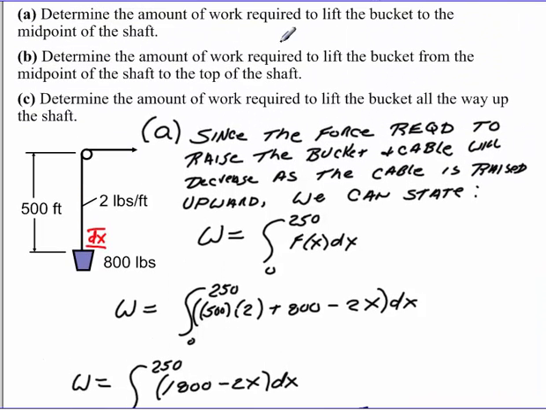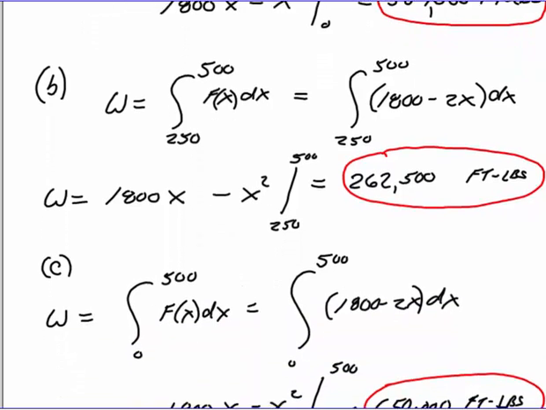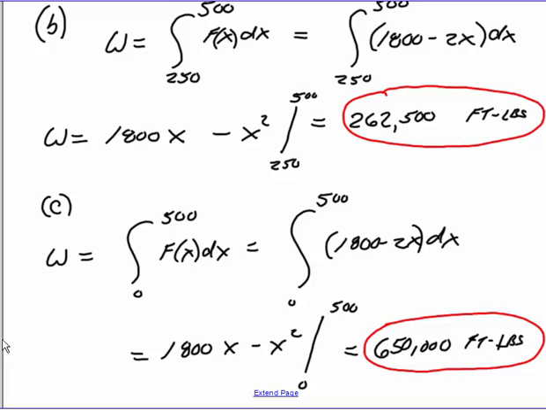B, determine the amount of work required to lift the bucket from the midpoint of the shaft to the top. All you're going to do there is start at 250 and go to 500. We do the same type of integration. In this case, we get 262,500. And then part C says to go from the bottom to the top. So as I go from the bottom, I will get 650,000 foot-pounds.